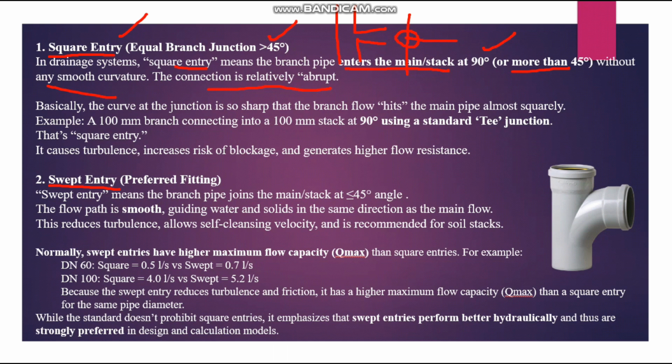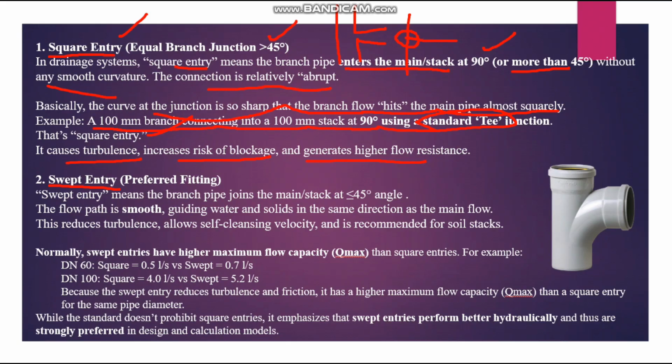Basically, the curve at the junction is so sharp that the branch flow hits the main pipe almost squarely. Example, a 100 mm branch pipe connects into the 100 mm stack at 90 degree using a standard T connection. This is what I told you. Like a standard T connection, if the flow enters into the riser, that is called a square entry. It causes turbulence, increases the risk of blockage and generates higher flow resistance. Okay, so this is the thing about the square entry.